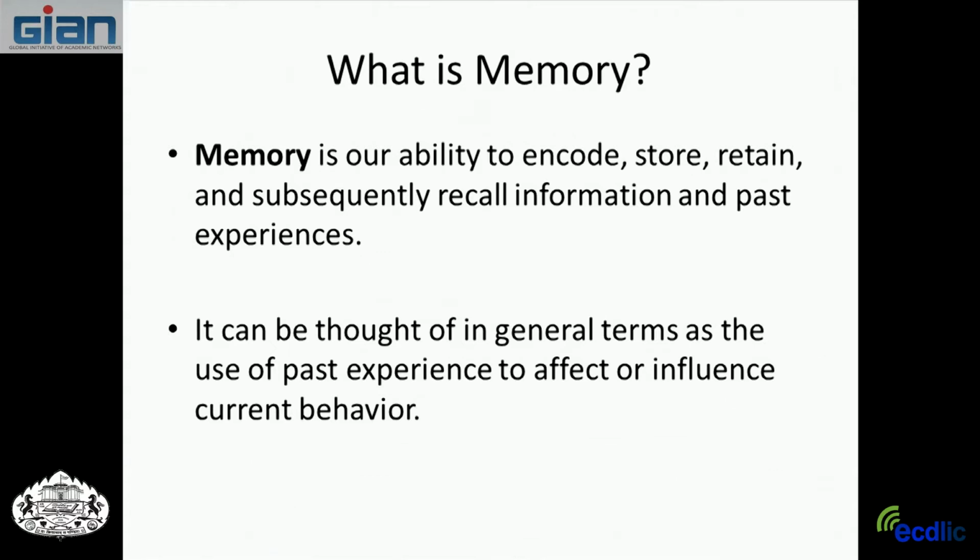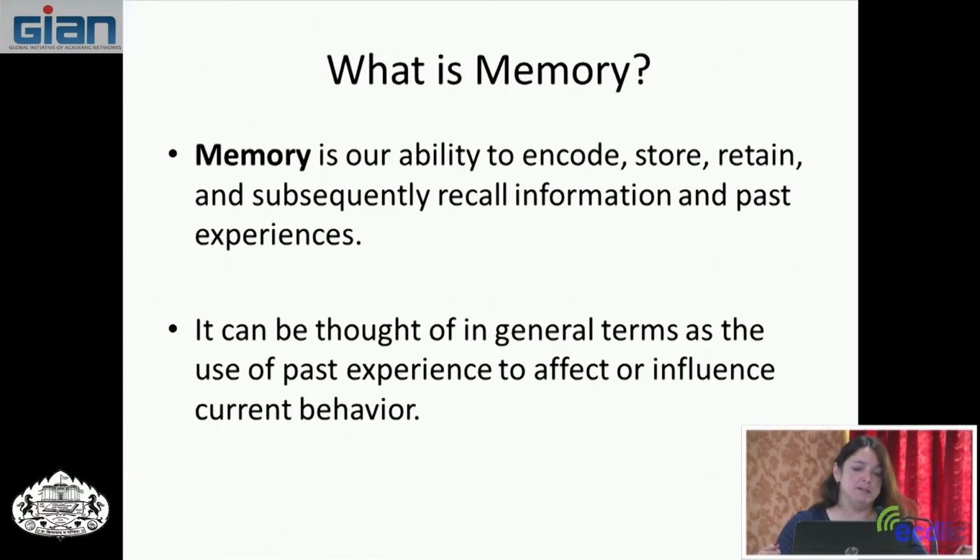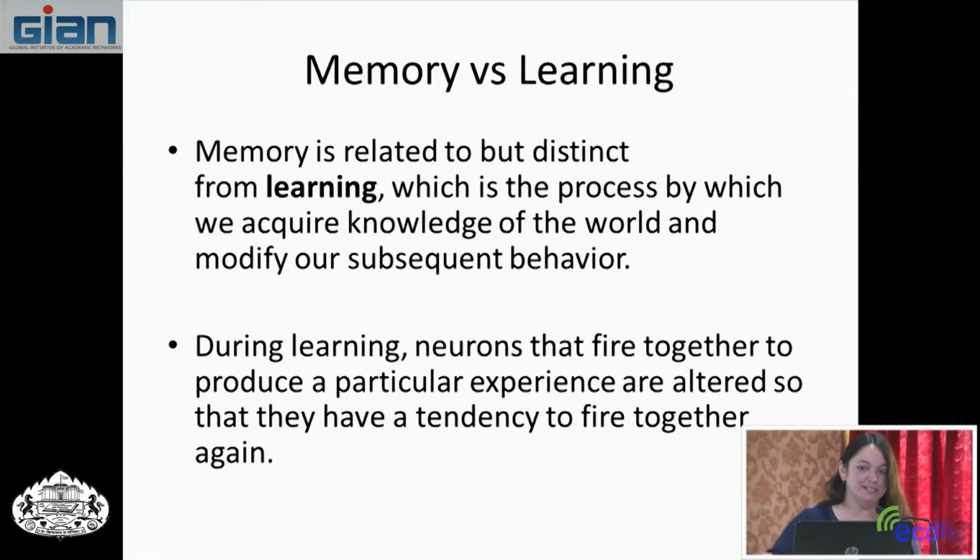So what is memory? Well, memory is our ability to encode, store, retain, and subsequently recall information and past experiences. So we're exposed to something, something happens to us, somehow we store this in our brain, and we can remember this, and we can pull this information out and use it to affect or influence our current behavior. So it's thought of in general terms as the use of past experience to affect or influence our current behavior. So if you have a bad memory of something, maybe you won't try to encounter that situation again. On the other hand, if something made you very happy and made your reward system feel very excited and activated, then you may want to try to do that experience again.